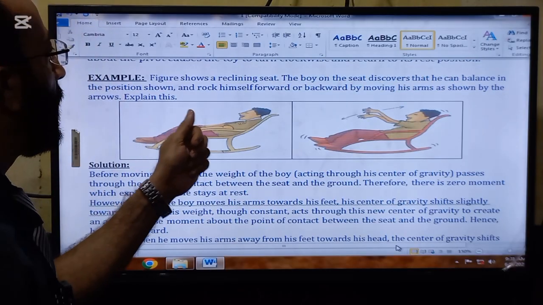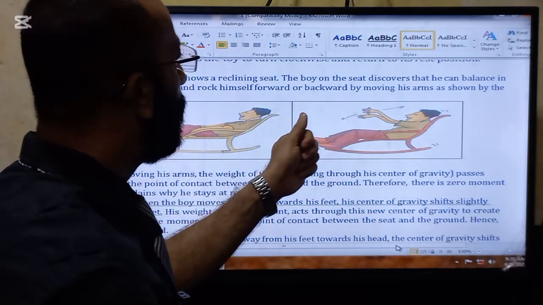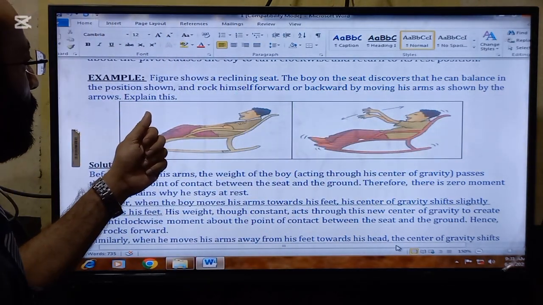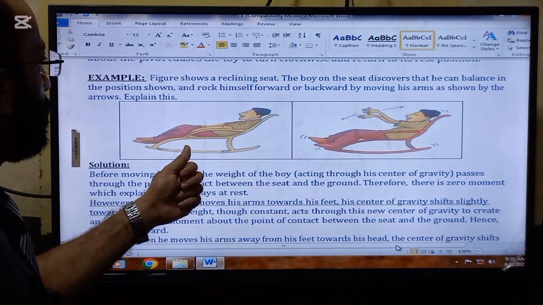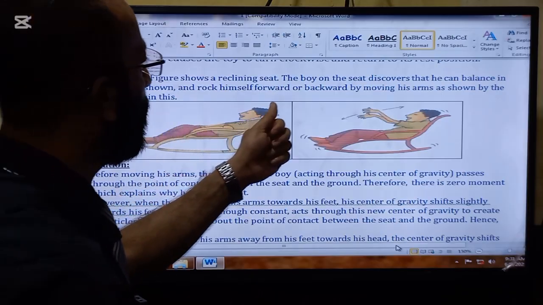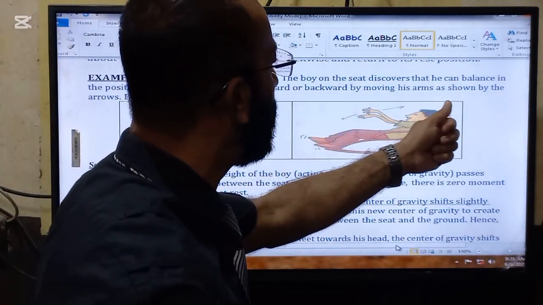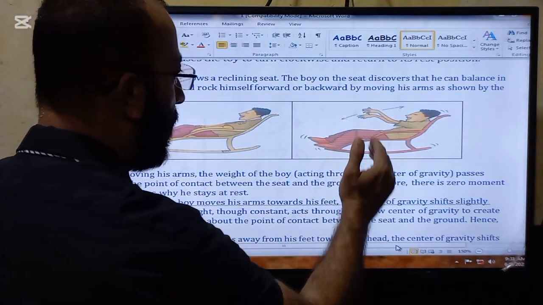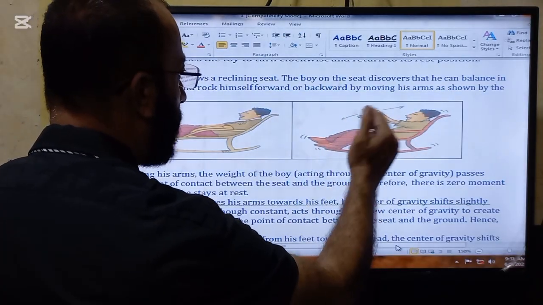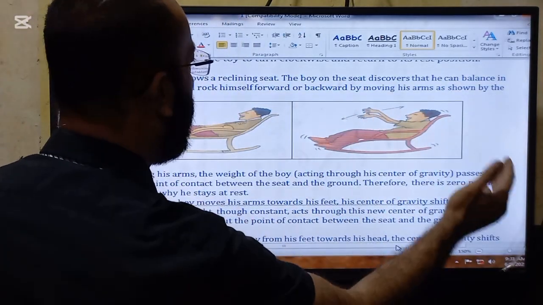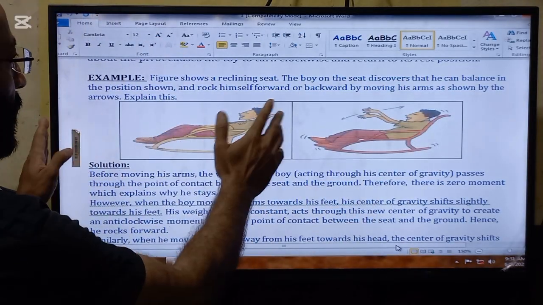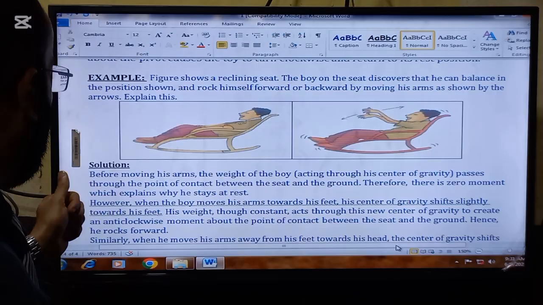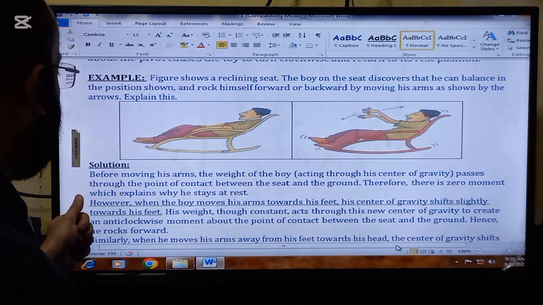The figure shows a reclining seat. The boy on the seat discovers that he can balance in the position shown, and rock himself forward and backward by moving his arms as shown by the arrows. So he discovered that if he moves his arms like this, he can rock himself. Explain this. Look now, the steps will be almost the same.